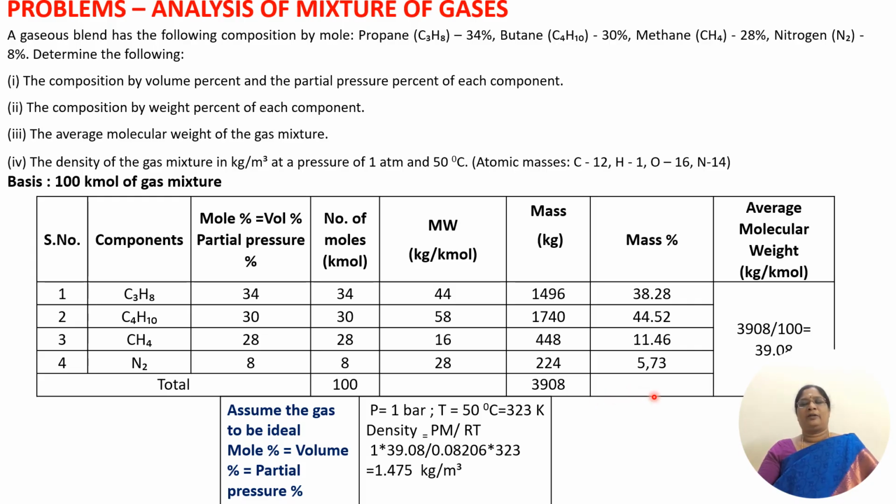And average molecular weight is total mass by total number of moles. Total mass is 3908 divided by 100 is 39.08. Next, let us calculate the density.